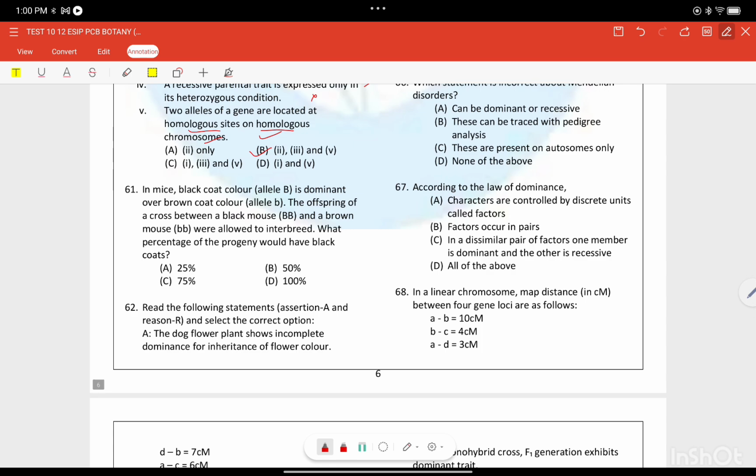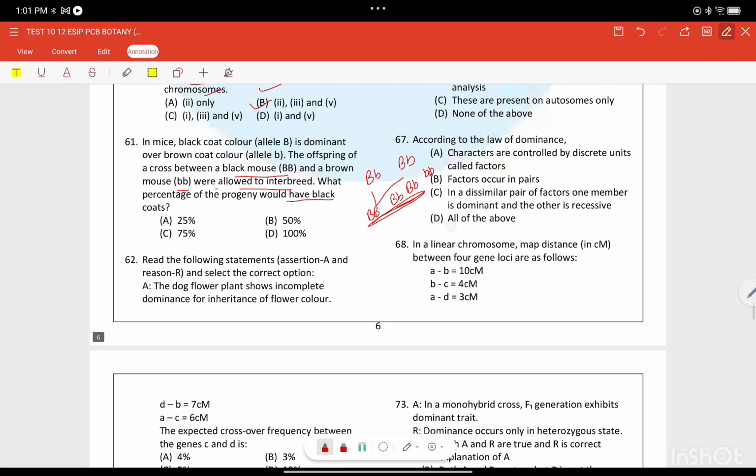In a mice, black coat color is dominant over brown coat color. The offspring of a cross between black mouse and a brown mouse are allowed to interbreed. Offspring would be capital B, small b. If they are interbred, then progeny will be having capital B, capital B, capital B, small b, capital B, small b, small b, small b. What percentage of progeny would have black coat? Black coat means this offspring. Answer will be 75.